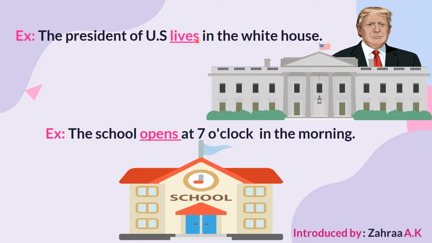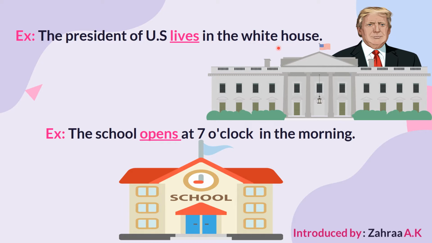I put s, third person singular, to the main verb للفعل الرئيسي, because the subject is singular. So it becomes: The president of the US lives in the White House. رئيس الولايات المتحدة الأمريكية يعيش في البيت الأبيض.